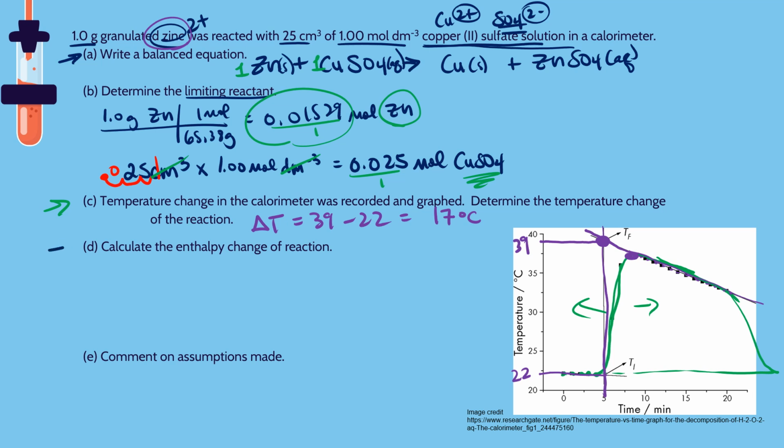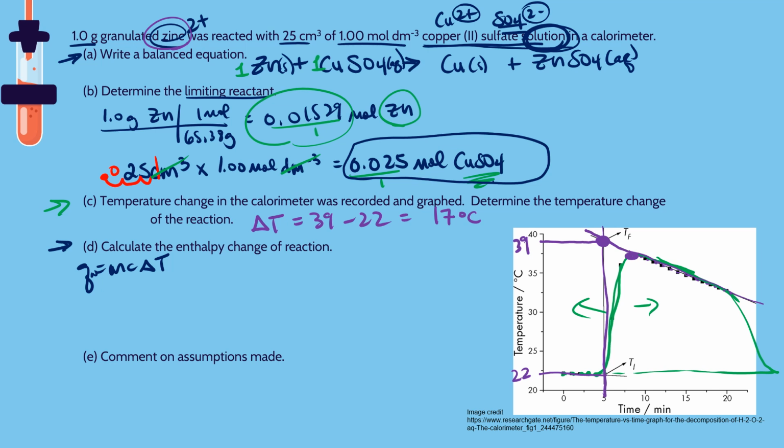Let's figure out the enthalpy change of the reaction now. We can do Q equals MC delta T. We're going to do this for the water. Where's the water? The water is what makes copper sulfate a solution. So our 0.025 moles of copper 2 sulfate are dissolved in water. That's what makes it an aqueous solution. So even though water is not part of the reaction, it's just the medium in which the copper 2 sulfate is being held, because the water absorbed the energy from the reaction between the zinc and the copper 2 sulfate, we're going to look at how much energy was absorbed by that water.